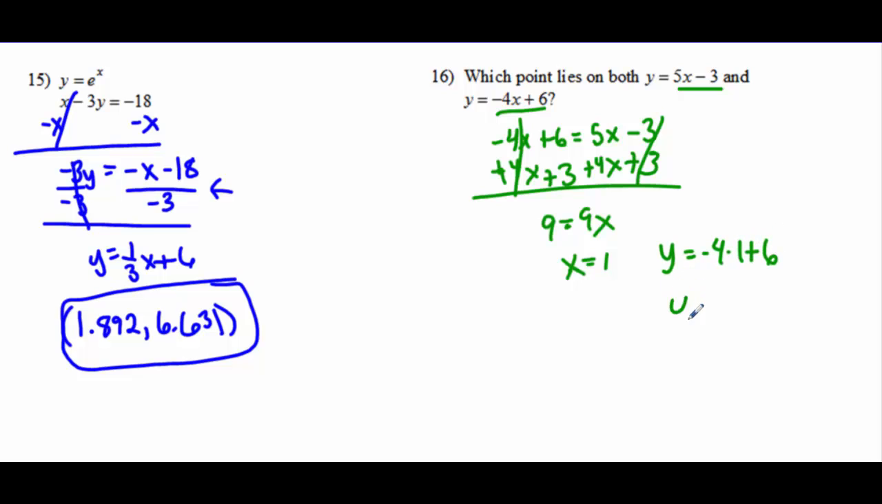Then we just need to plug this into one of the equations and get what y is. Like so, y equals -4 plus 6, which is 2. So the point 1 comma 2 lies on our line. So if we worked that out and then it was multiple choice, we'd look for that answer choice.